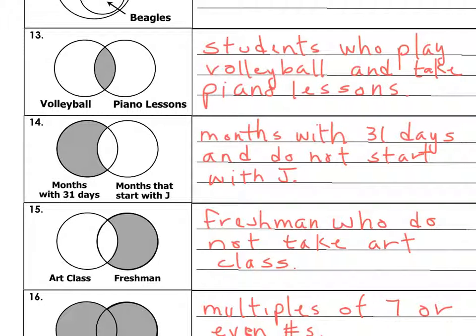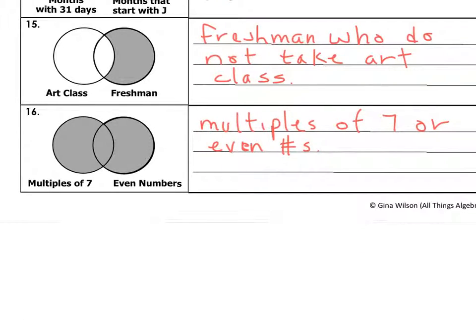Now 15 is similar, only this time we're taking the freshmen who are not in art class. So all the freshmen are all this circle, but we have to remove from this the ones that are in art class. So when you look at this circle of freshmen, we're just removing the section here that is the overlap with art class. Okay, so number 16 is the last one on this. And here, because both circles are completely covered in, we're taking all of the things, so it can either be part of multiples of 7 or even numbers. And that would include everything in this diagram.